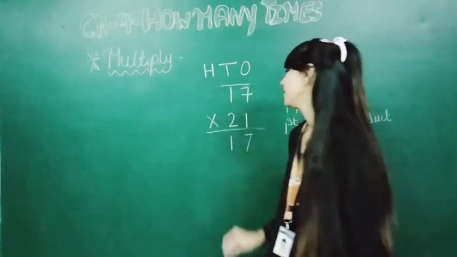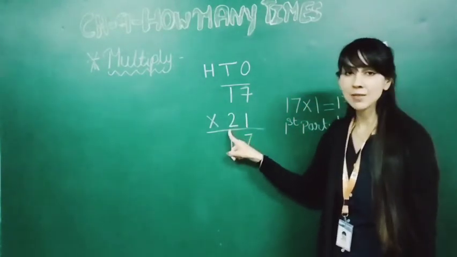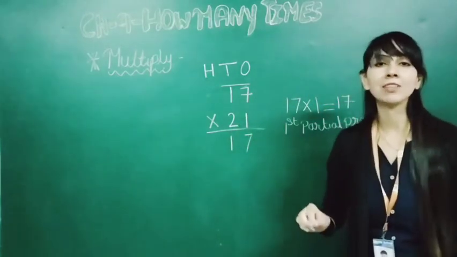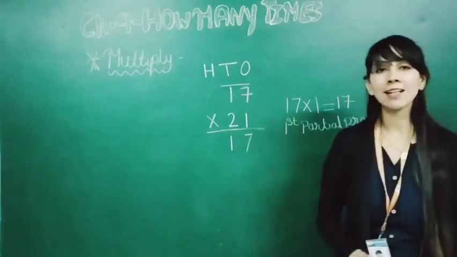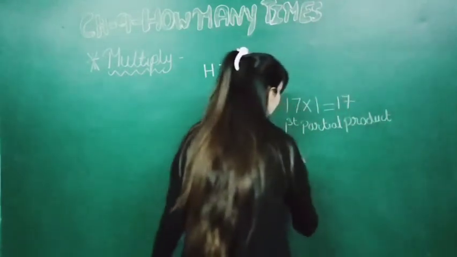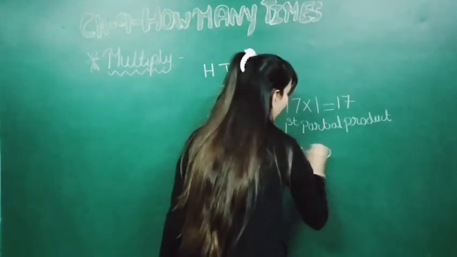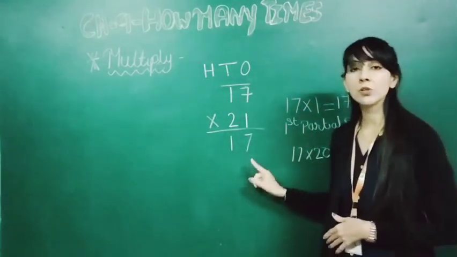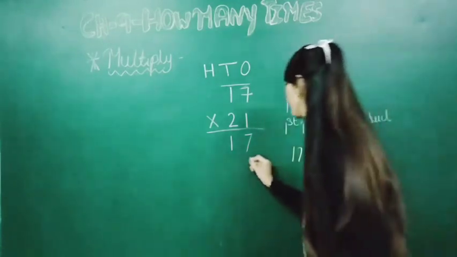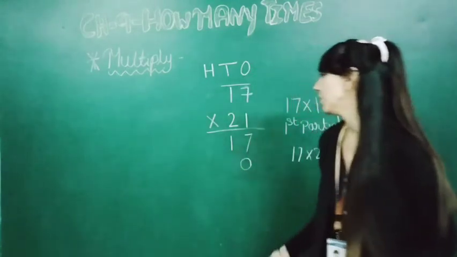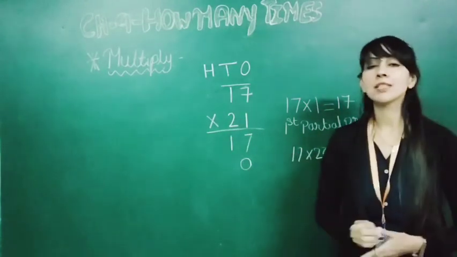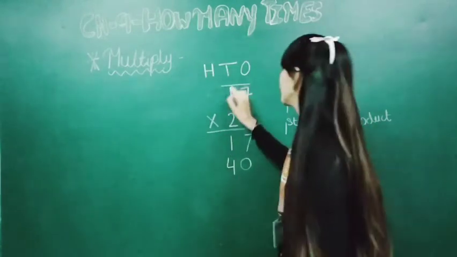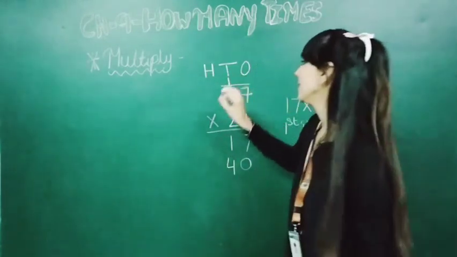Now next we will see. This 2 is in the tens place. So actually we are multiplying 17 by 20. So here we will write 17 into 20 first of all. Now we will put 0 just below the 7, that is in the ones place. Now 2 into 7 means 2 sevens are 14. So here we will write 4 in the tens place, and here we will carry 1.